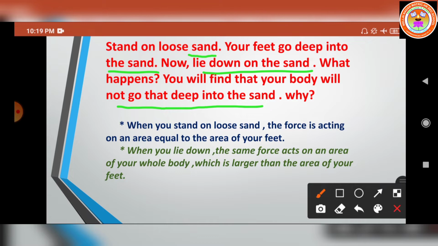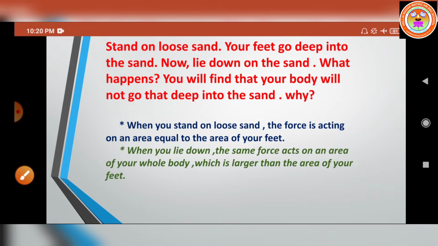When you stand on loose sand, the force is acting on an area equal to the area of your feet. Now, when you lie down, the same force acts on an area of your whole body, which is larger than the area of your feet. So, which one is larger? The area of the whole body.